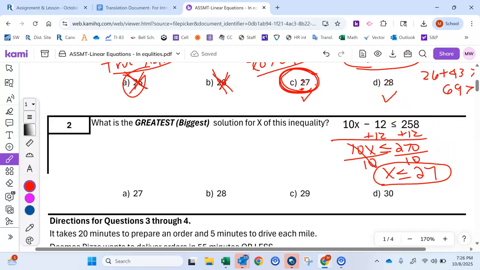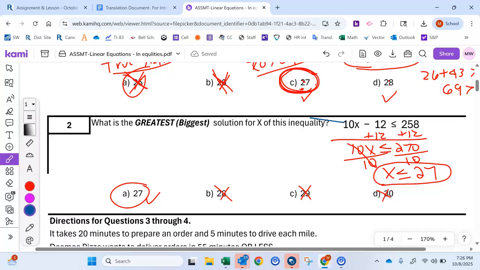So now we need to find out which one is less than or equal to 27. 27, is that less than or equal? Yes. Is 28 less than or equal? No. 29? No. 30? No. Okay, well, this is easy. So this one's 27. Okay?